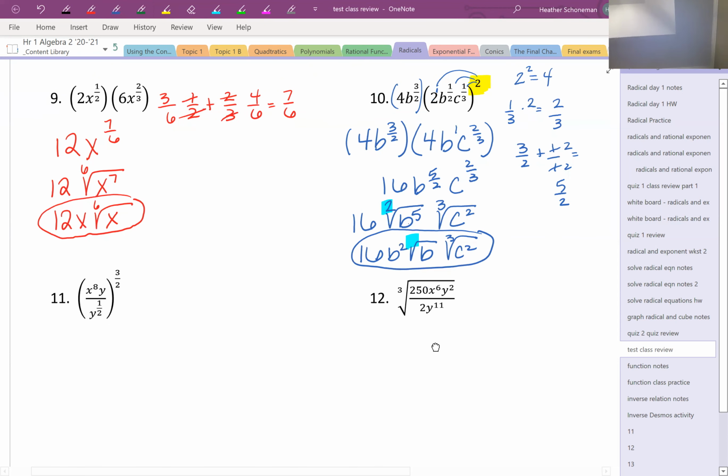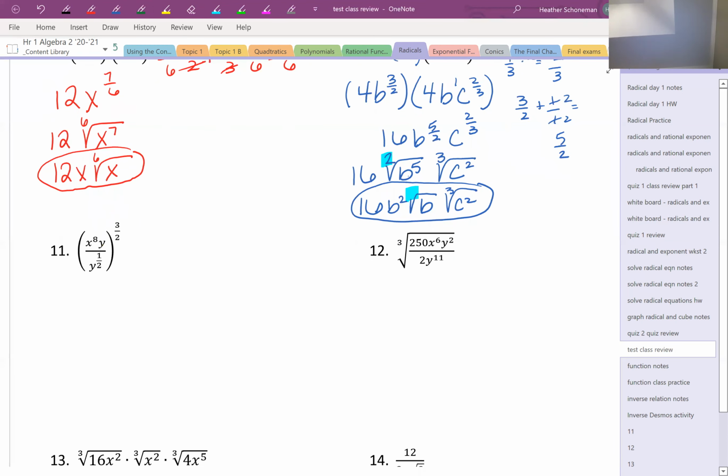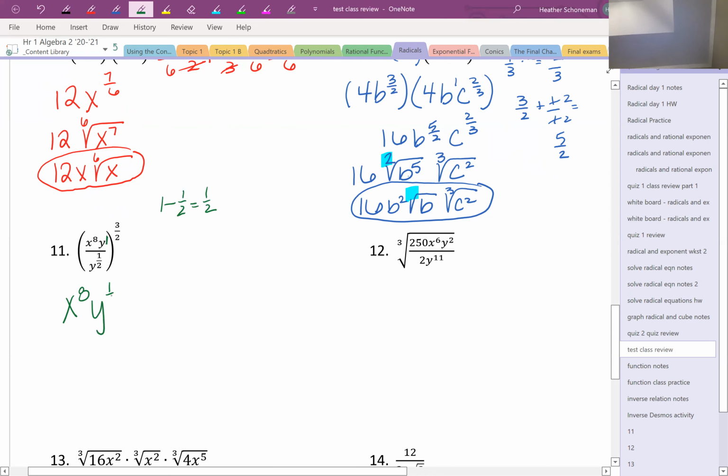Number 11. Before I do that power to a power, I want to simplify anything that I can inside of that parentheses. So the x to the 8 has nothing to simplify with, so it's just x to the 8. The y's, this is division, so I'm going to subtract the exponents. This one has an invisible exponent of 1, so I have 1 minus 1/2, which we know is 1/2. So I have y to the 1/2. And this whole thing is raised to the 3/2.